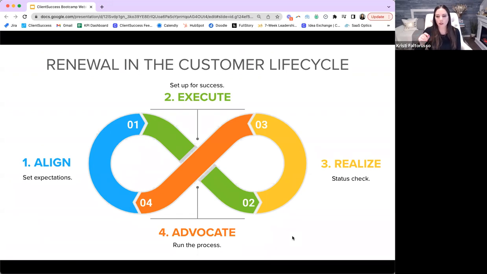Please do not leave it to your final stage. Do not have a stage that's called renewal where that's all you're focusing on at the very, very end. This should be part of your understanding of the partnership in perpetuity, right? Again, this infinity symbol never ends, right? Because hopefully your customer does renew, you're going back to how do we align for the next year, right? And then execute, realize, and advocate again. So this should just keep going on and on. And it should be because you've made this a part of that and a core focus for your team who's supporting your customers.